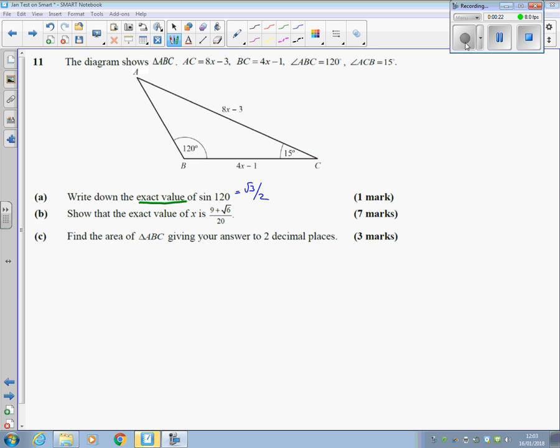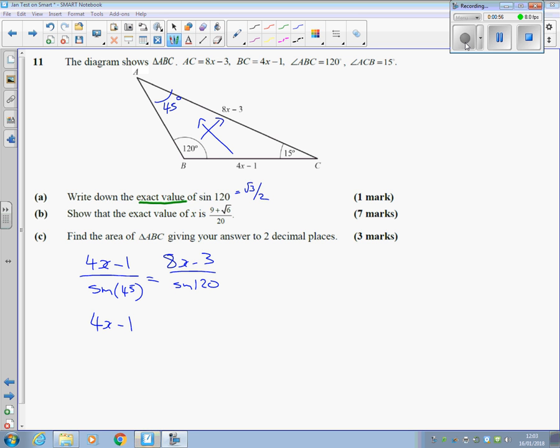And then you're looking at this triangle and panicking for a moment. One thing you could do is just work out that the angle there is 45 degrees, and that gets you another mark there. And then realize that we're looking at the sine rule. So we could say we've got 4x minus 1 divided by the sine of 45 equals 8x minus 3 divided by the sine of 120. That's why we needed to work out the sine of 120 earlier.